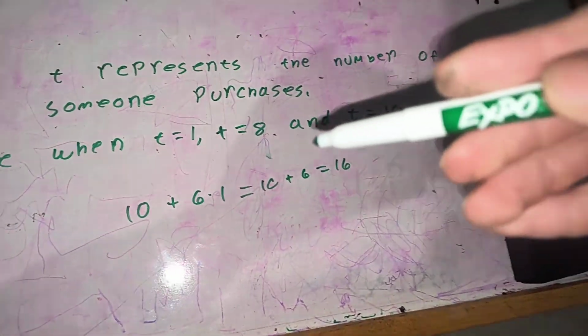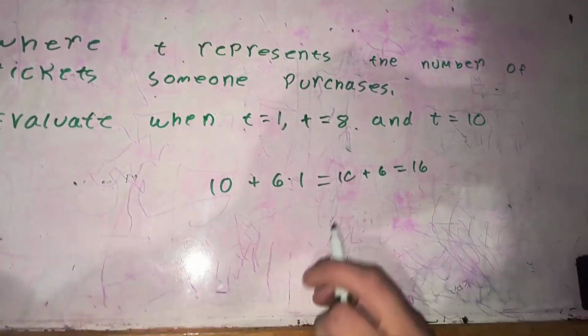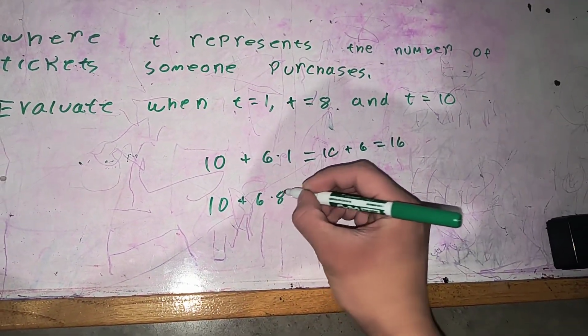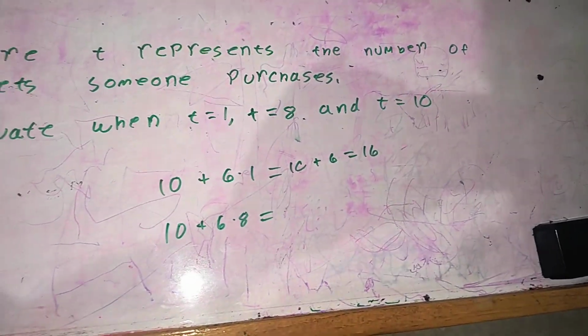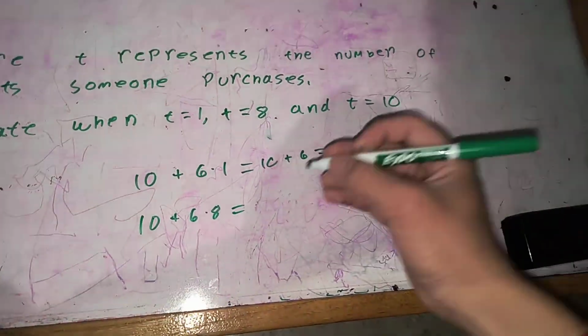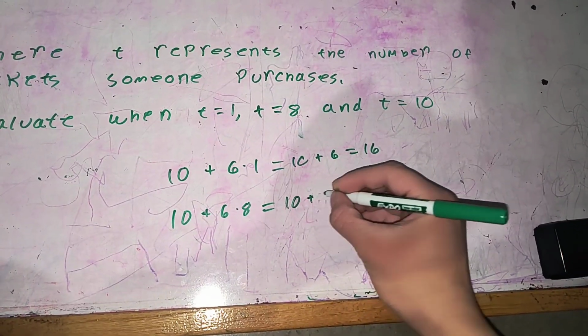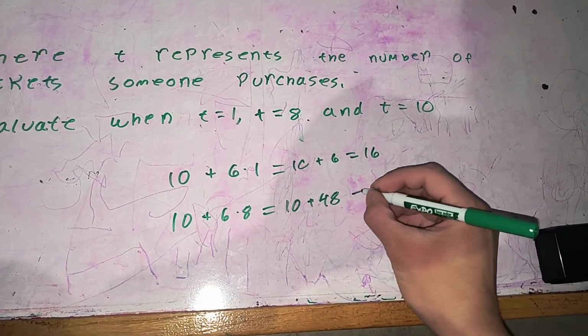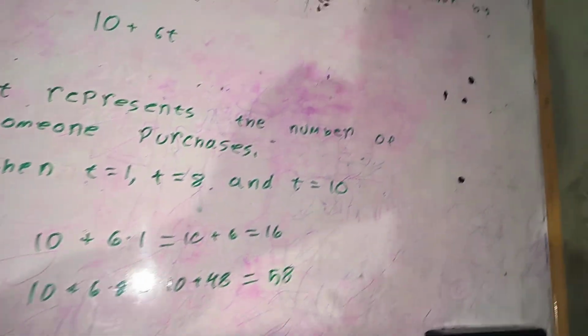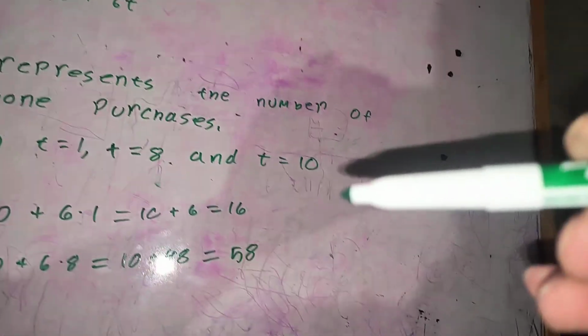Okay, what about t is equal to 8? Okay, well, let's do 10 plus 6 times 8. 6 times 8 is equal to 48. And 10 plus 48 is equal to 58. Okay, very good, very good. Good job, my young Padawan.